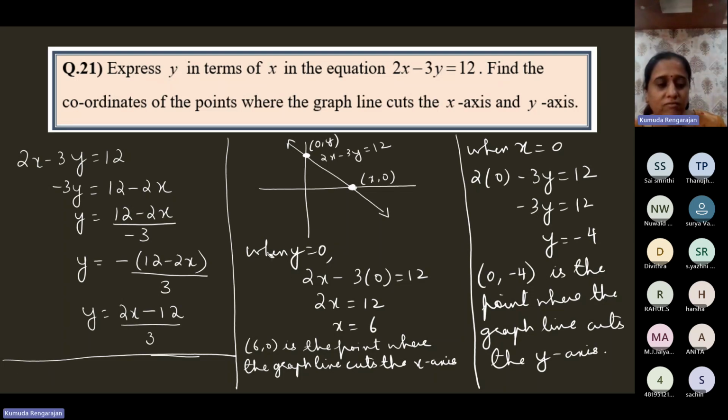So when you put y as 0, see this is 0, no? When you put y as 0 in the equation and find the corresponding value of x, you will find the point where the graph line cuts the x-axis. When you put x as 0 and find the corresponding value of y, you will find the point where the graph line cuts the y-axis.